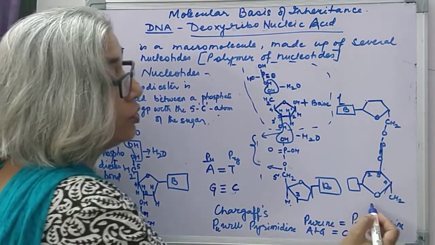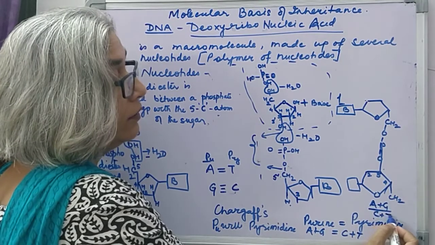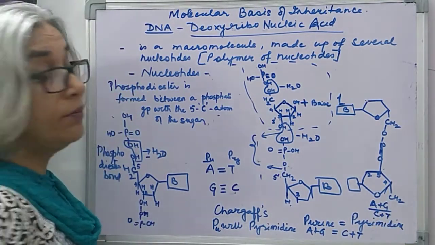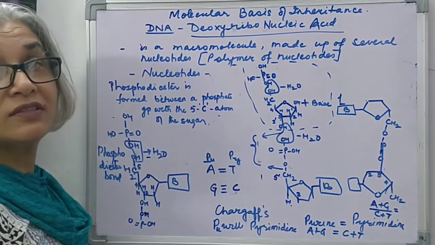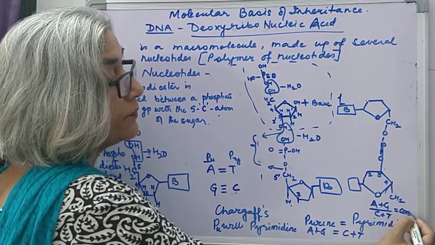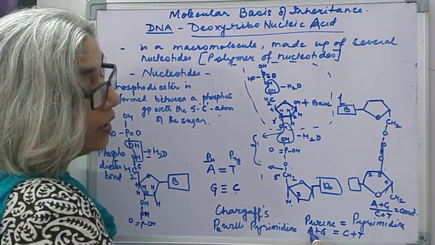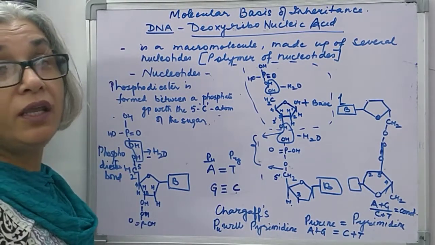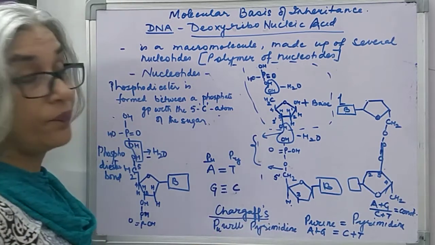And this ratio, adenine plus guanine upon cytosine plus thymine, is constant for a particular species. This ratio is constant. And the two, purine and pyrimidine, are equal to each other. So this is Chargaff's rule.